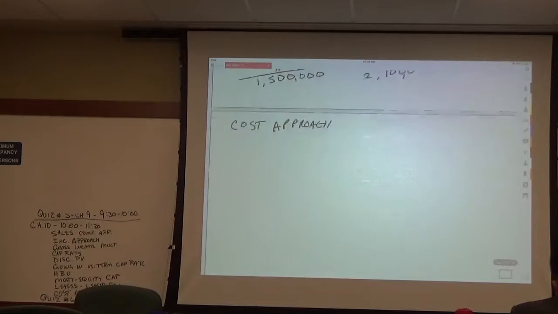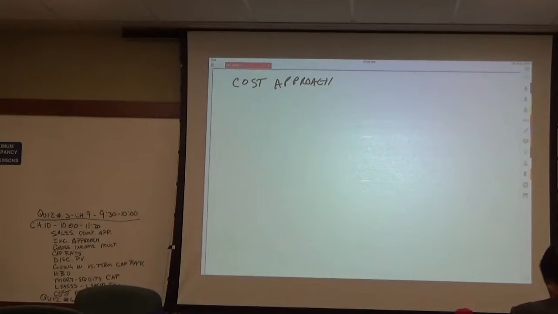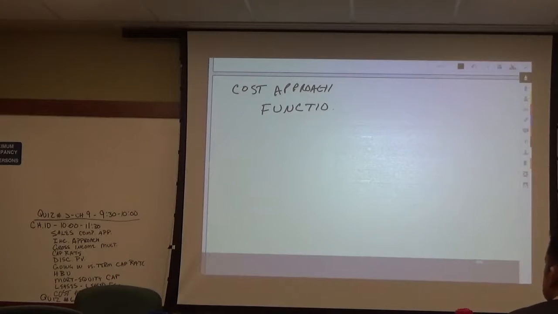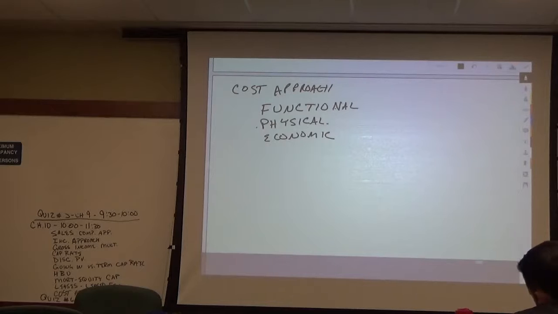Okay, final little pieces, before we do the mortgage equity thing, name one of the three types of obsolescence affiliated with the cost approach. There's functional obsolescence, location, physical, okay, are the three biggies, all right? Now, what do those mean?